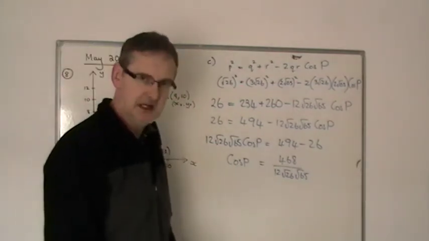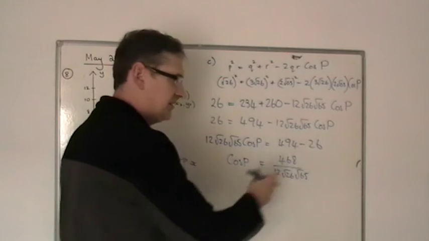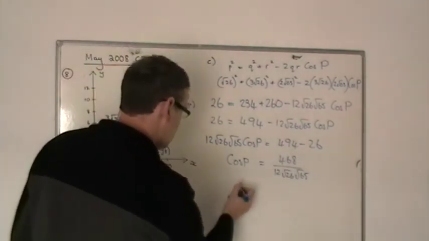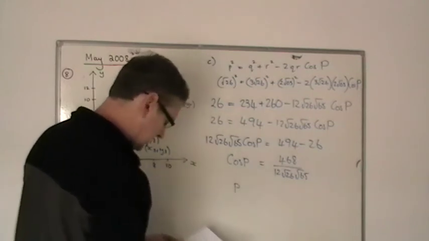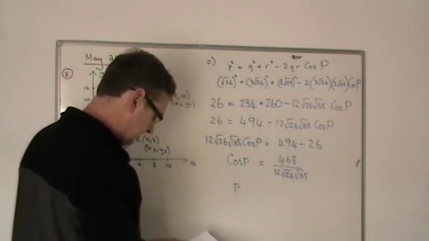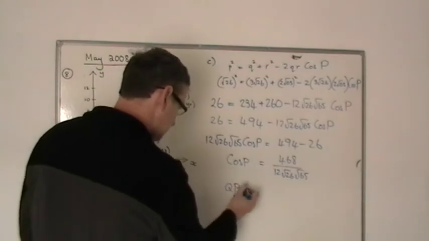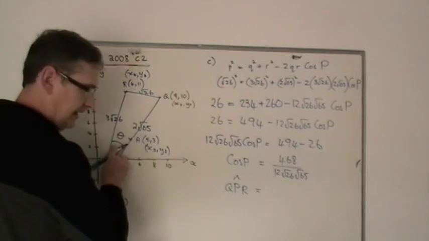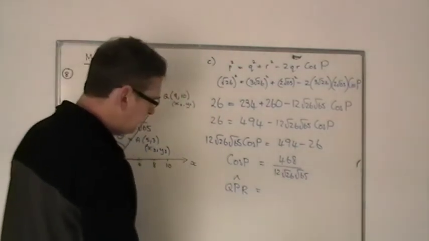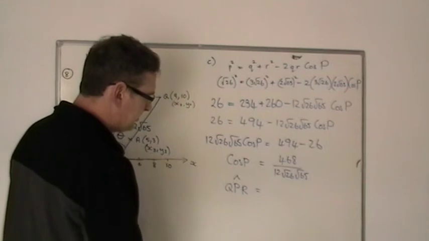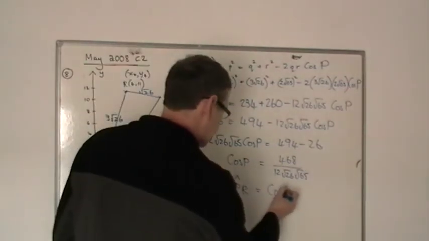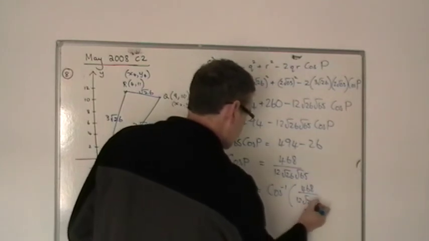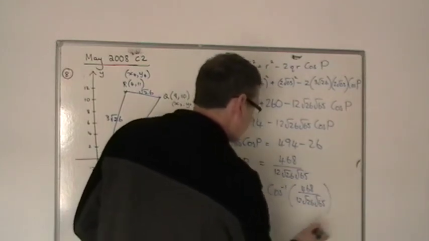Most people now would reach for the calculators, work that out, and then inverse cos it to get the angle P. All I'm going to do, because I haven't got a calculator to hand, is to say that the angle P, which they actually call, let's use their notation now, QPR. So we'll refer to it as QPR, Q to P to R, which is that angle, theta if you want, in my picture, is equal to the inverse cos value of 468 over 12 root 26 root 65, like so.